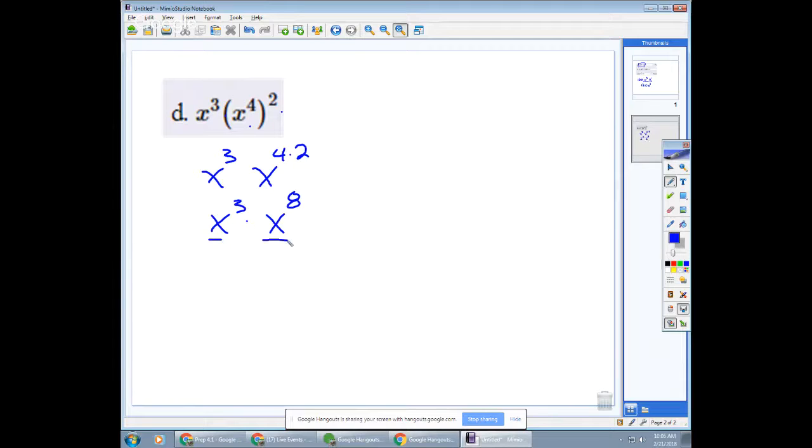So now we have two things with the same base being multiplied. What's the rule on that one? Add them up. Yeah, so that would be x to the power 3 plus 8, which is x to the 11 on that one.